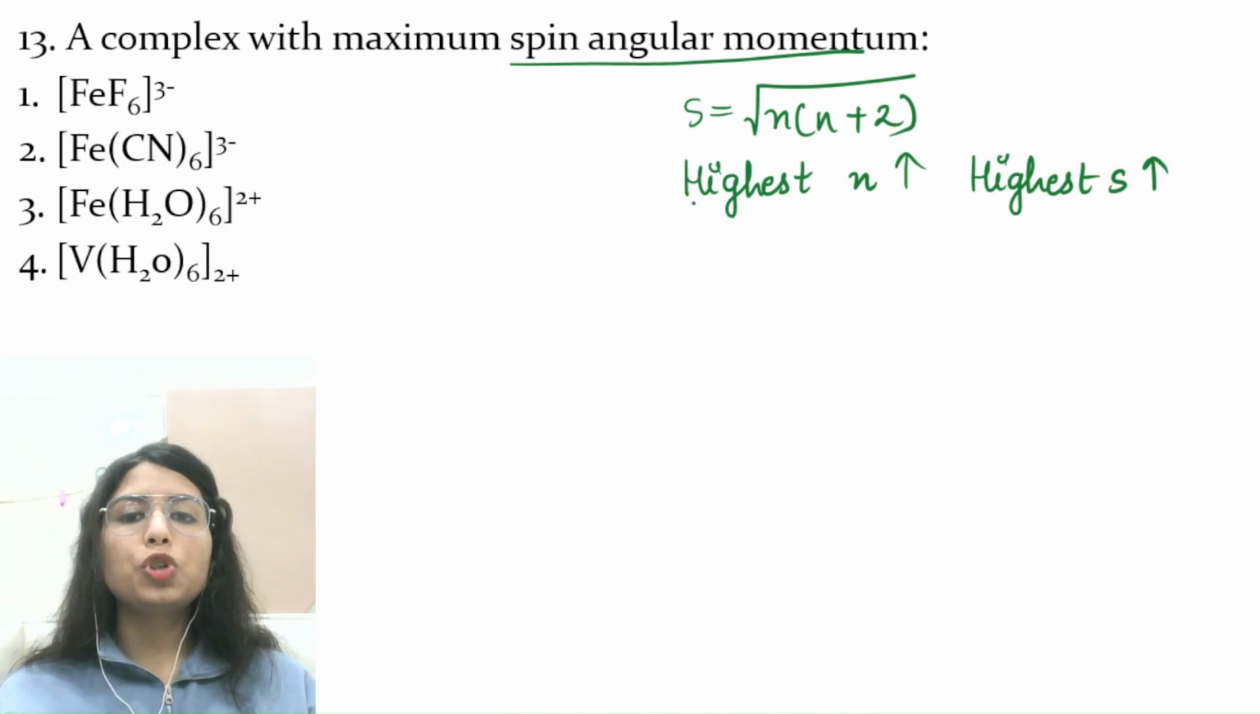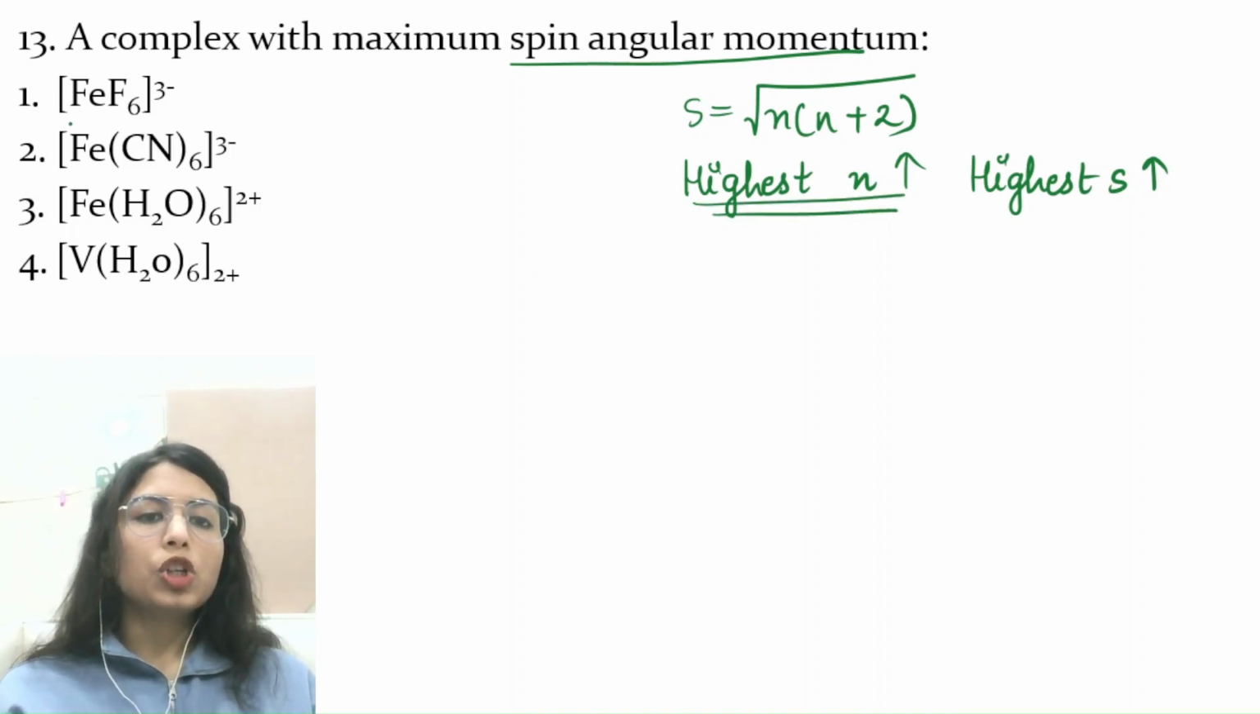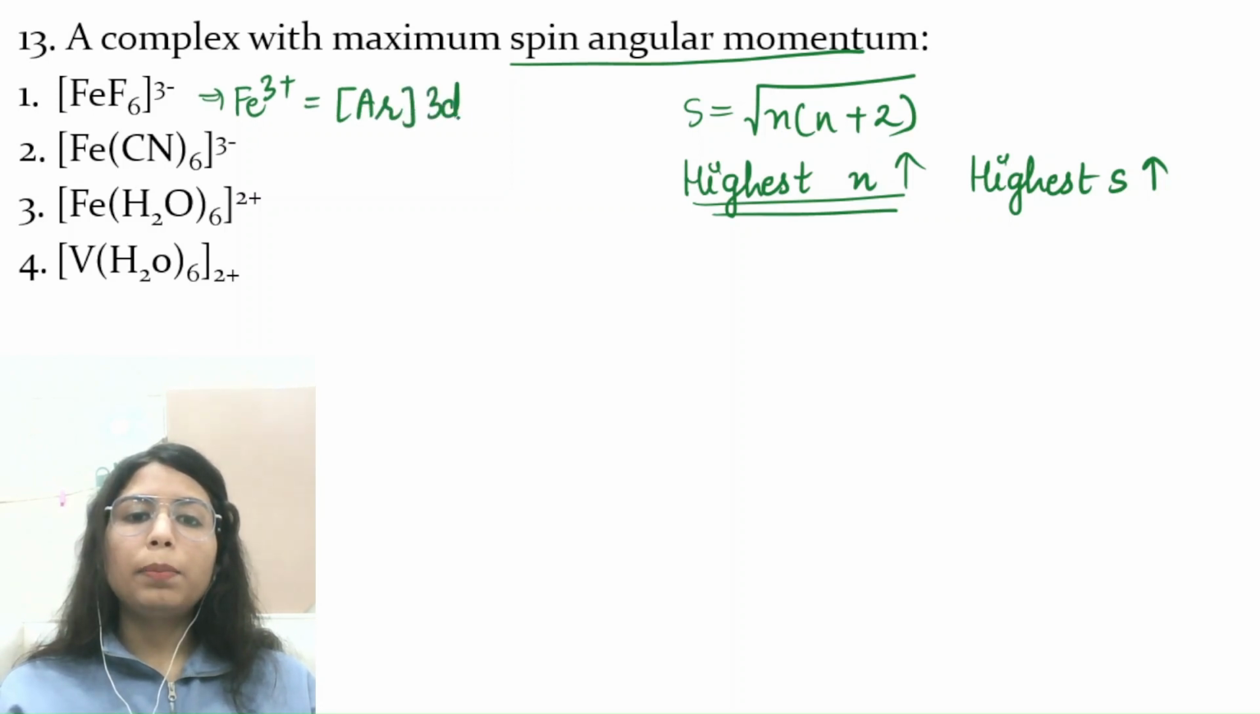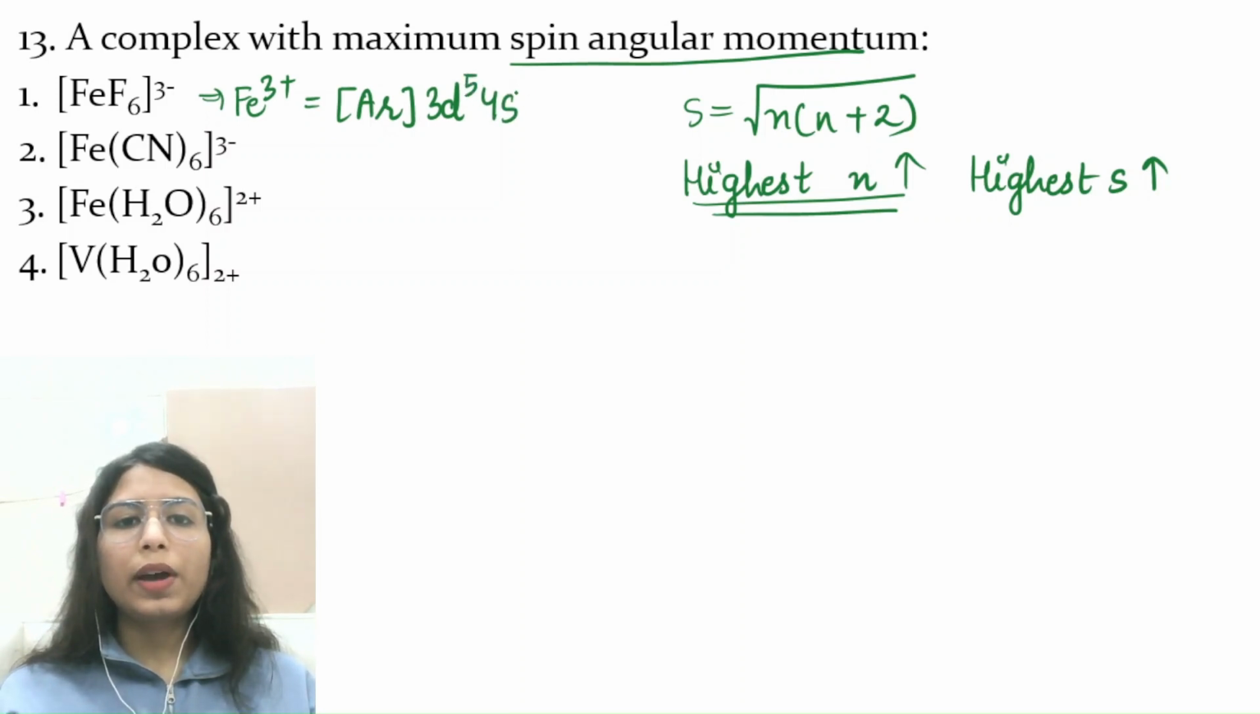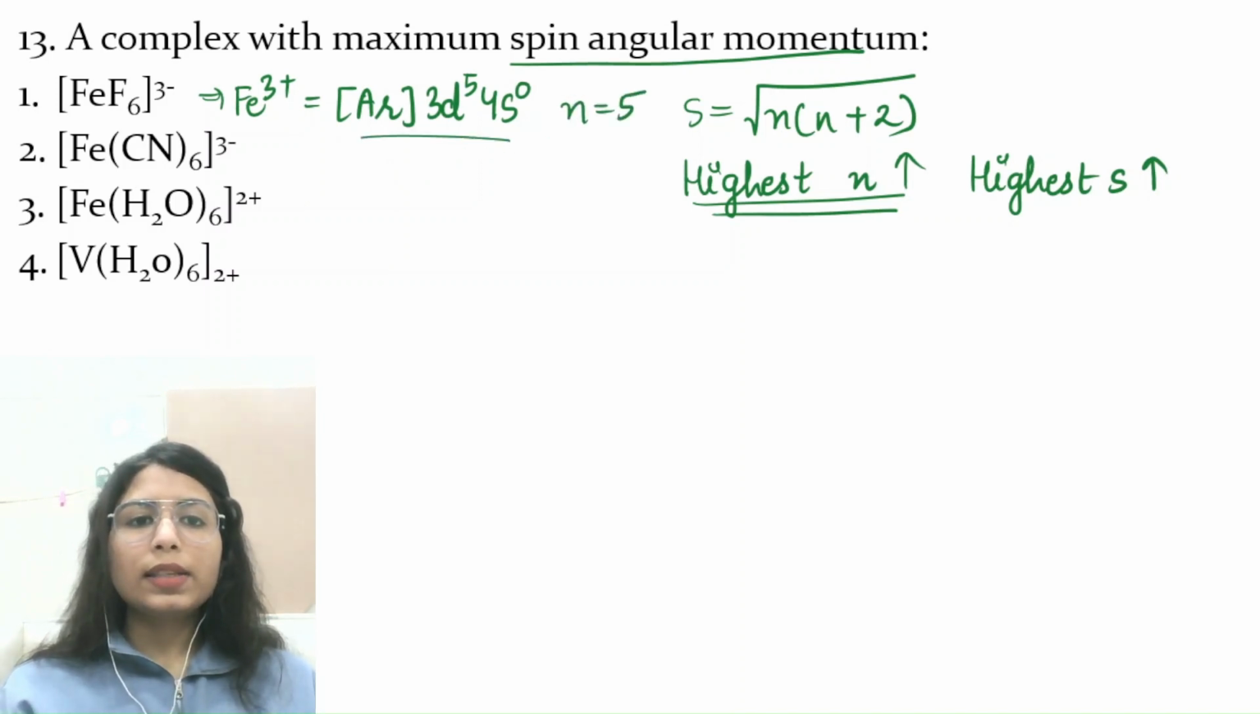So you just need to check the compound which is containing the highest unpaired electrons. In [Fe(F)6]3-, iron is present in +3 oxidation state, and the configuration for iron in +3 oxidation state is 3d6 4s2, it will be 3d5 4s0, right? So here it is having 5 unpaired electrons. Let us now check all the other options.